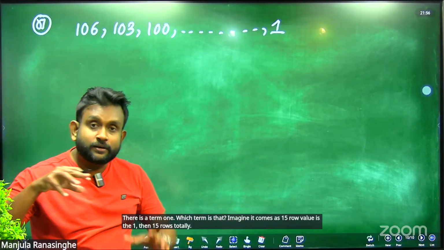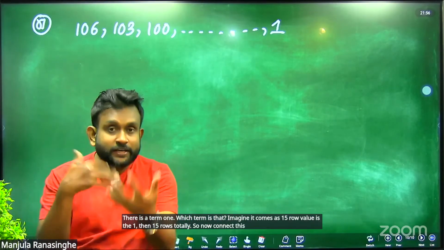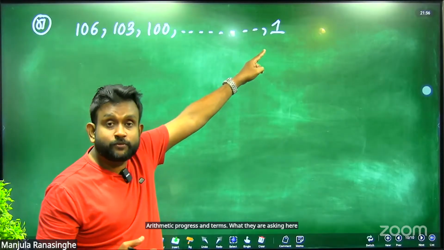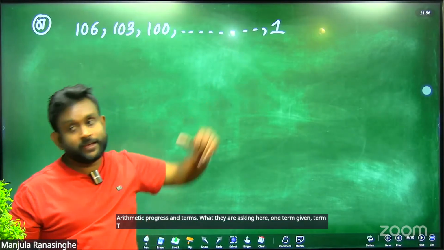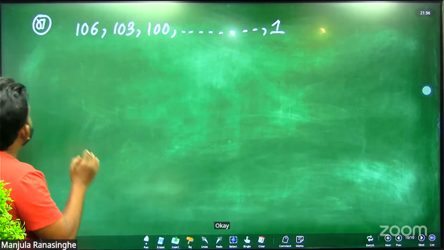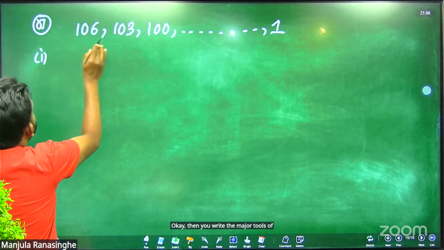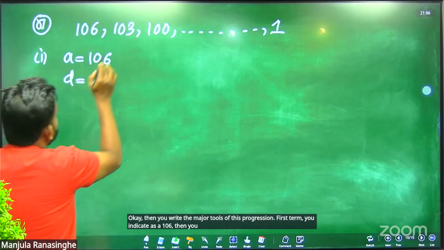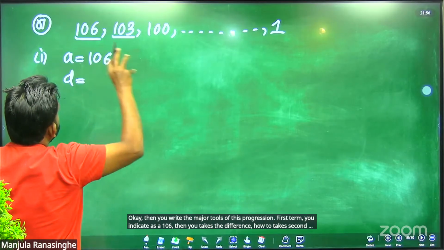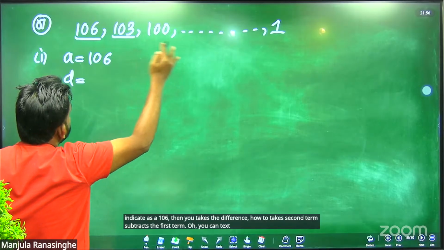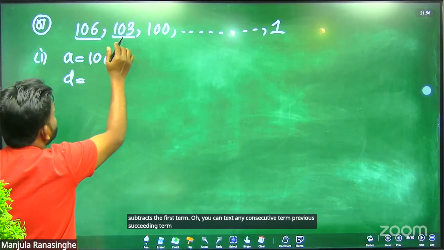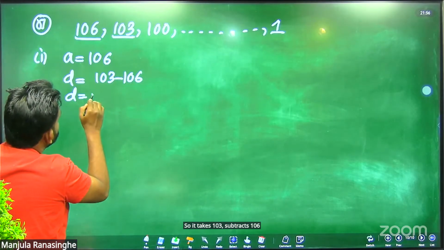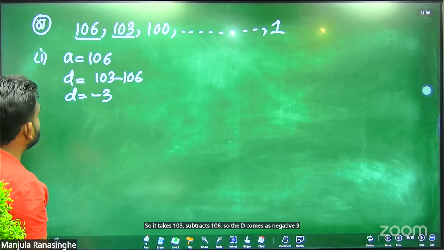So now connect this scenario to the arithmetic progression terms. What they're asking here: the term Tn is given as 1 and they are asking for n. Okay, then you write the major details of this progression. First term you indicate as A, 106. Then you take the difference: second term subtract the first term, or you can take any consecutive terms, the succeeding term subtract the preceding term. So you take 103 subtract 106. So D comes as negative 3. Be careful, see. Okay, D is negative 3.